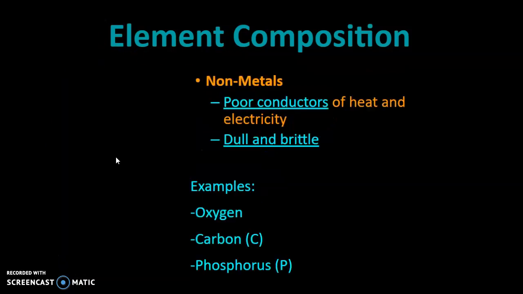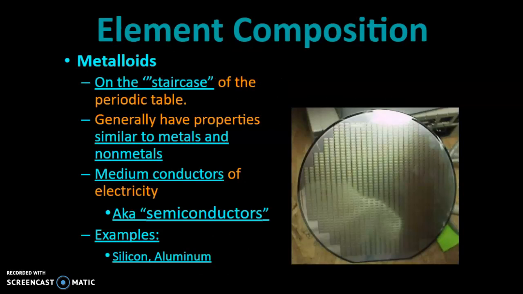So let's move right into nonmetals. All nonmetals, these are the characteristics. They are poor conductors of heat and electricity. They're dull and brittle, and the examples are oxygen, carbon, phosphorus, and we're actually going to dissect where they are on the periodic table.